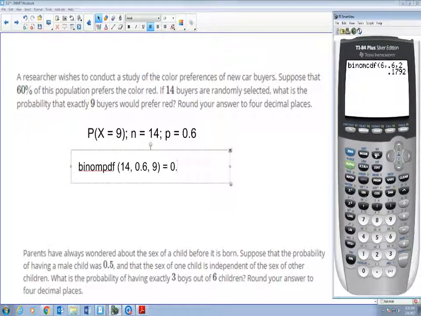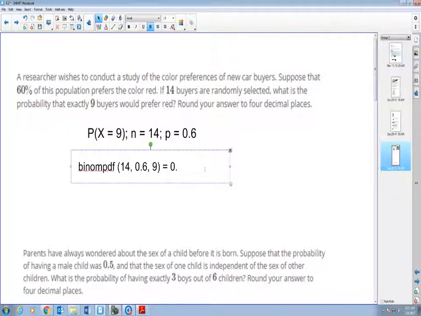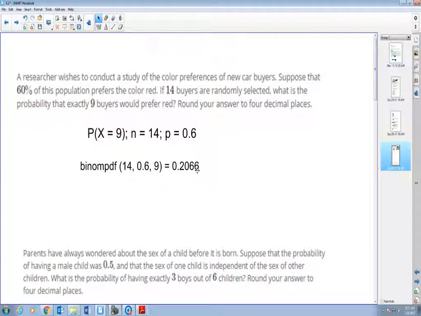Alright, so let's type it in. Second distribute. Choosing binomial PDF. 14, comma, 0.6, comma, 9. My answer, 0.2066. 20.66% chance. Alright, so what the answer is saying is there's almost a 21% chance that exactly 9 buyers will prefer red.